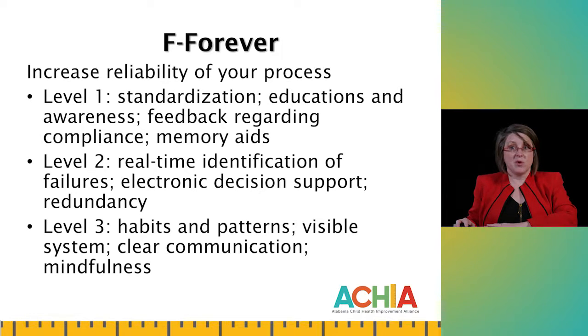And you might be surprised to find that electronic decision support is only level 2. Another way that provides level 2 reliability is redundancy. Have multiple areas where you can catch errors in your system. Level 3 reliability is much harder to describe. It includes a change in culture where you have habits and patterns that allow you to make change quickly, so that your system is visible to everyone and you have clear communication throughout your practice.